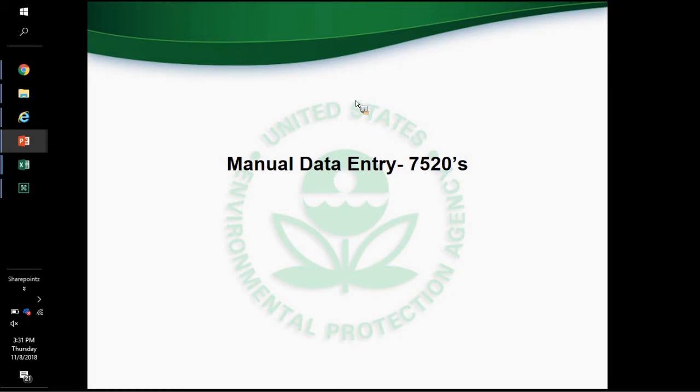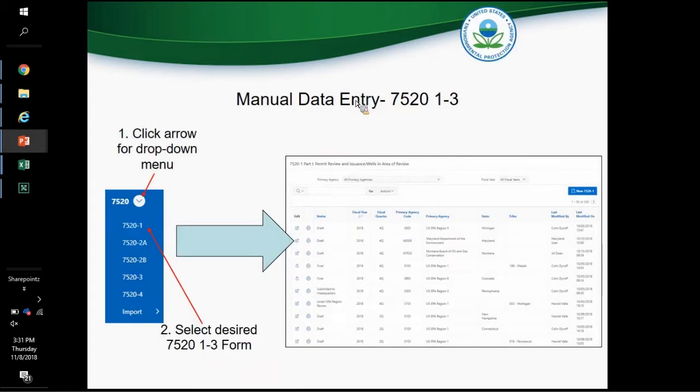So that is how an inventory record is created through manual data entry. We're going to go back to the PowerPoint presentation. And the next thing we're going to go through is we're going to discuss and demonstrate how programs can manually enter 7520 Form 1 through 3 data. It's going to be mostly the same process, but there are going to be a few differences, and I'm going to highlight those differences.